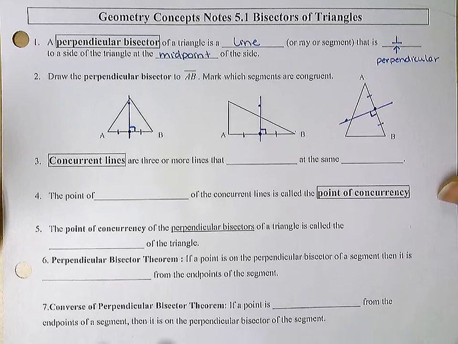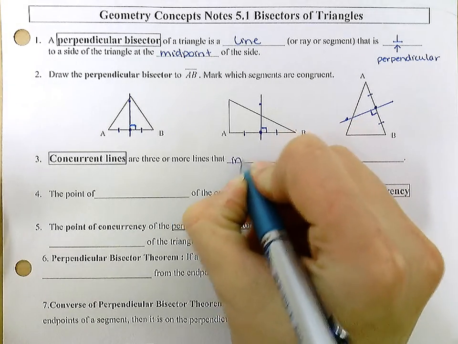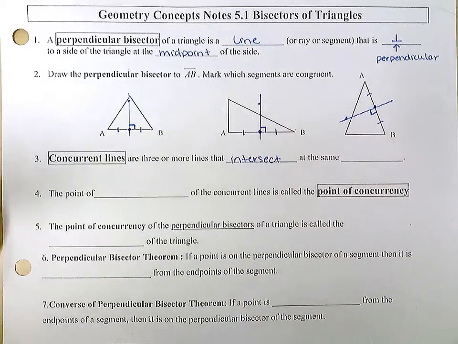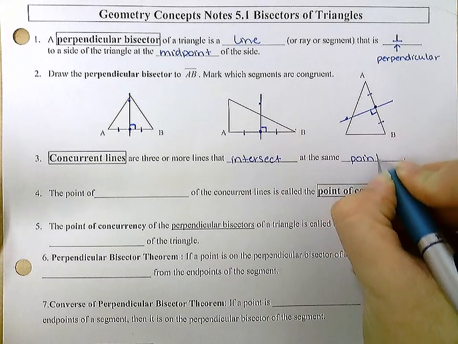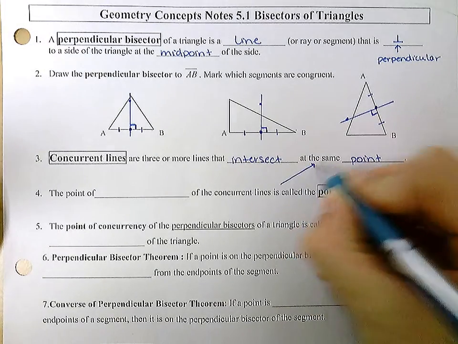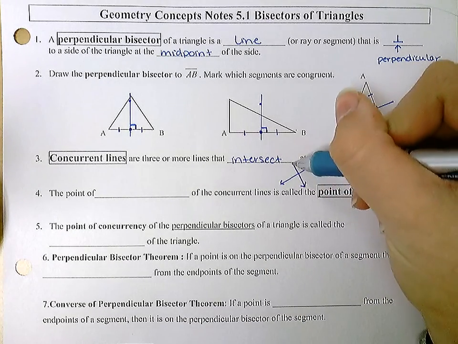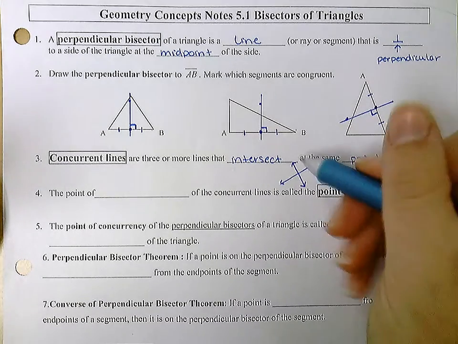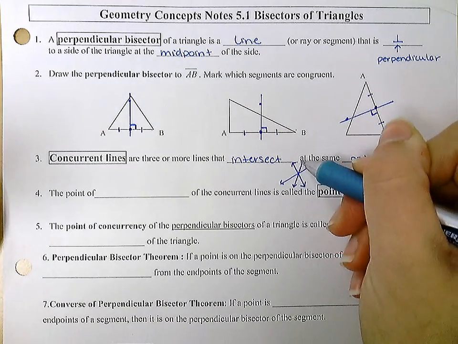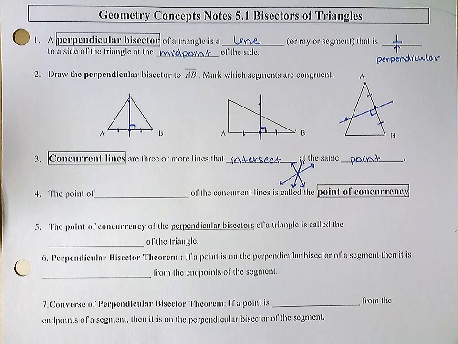All right, so our next vocabulary word is called concurrent lines. Concurrent lines are 3 or more lines that intersect at the same point. So you have 3 lines that intersect at the same point. So here's 1 line, 2 lines, and 3 lines. They all intersect at that one specific point there.